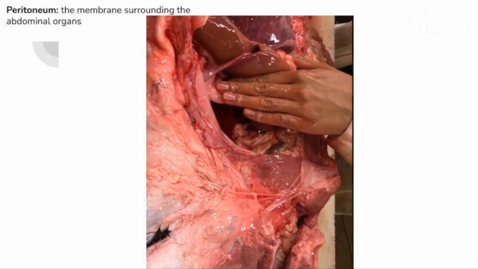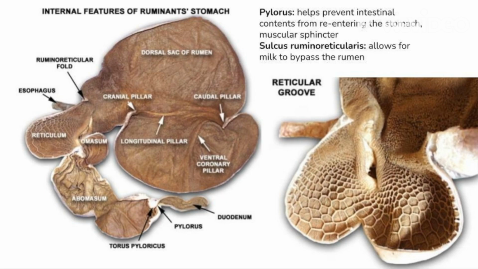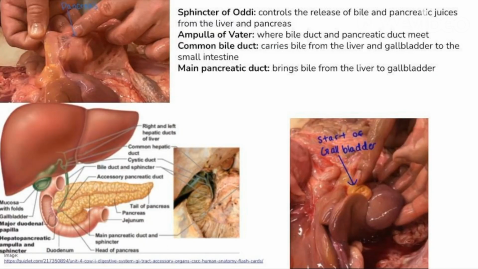The peritoneum is the membrane surrounding the abdominal organs. The pylorus helps prevent the intestinal contents from re-entering the stomach and is a muscular sphincter. The sphincter of Oddi controls the release of bile and pancreatic juices from the liver and the pancreas. The ampulla of Vater is where bile ducts and pancreatic ducts meet. The common bile duct carries bile from the liver and gallbladder to the small intestines, and the main pancreatic duct brings bile from the liver to the gallbladder.